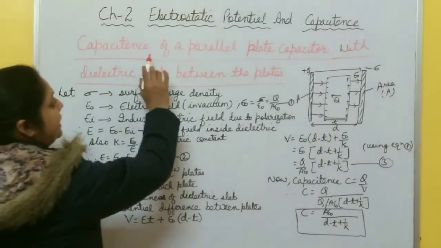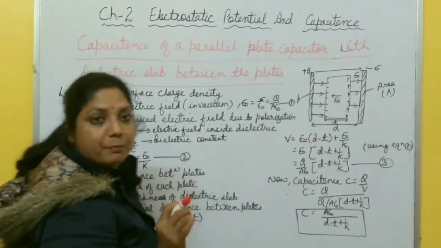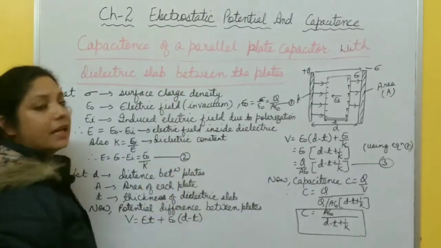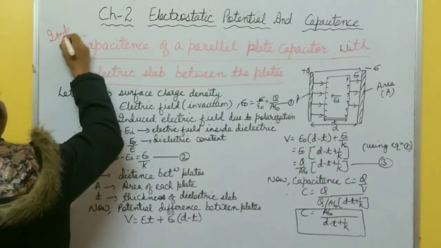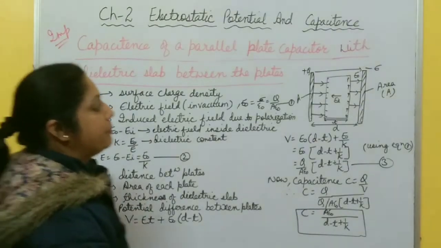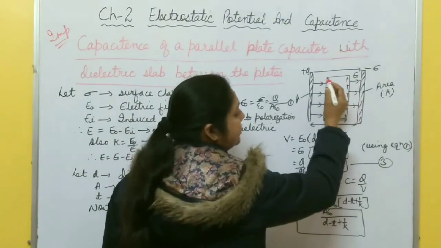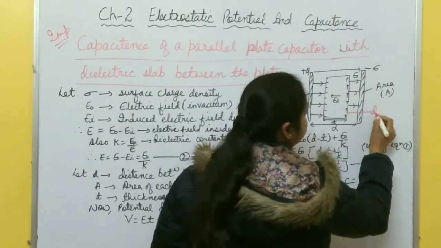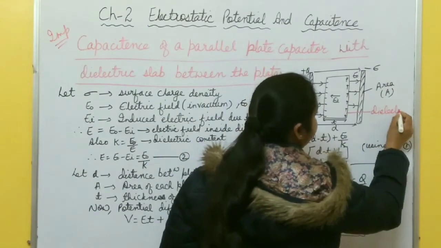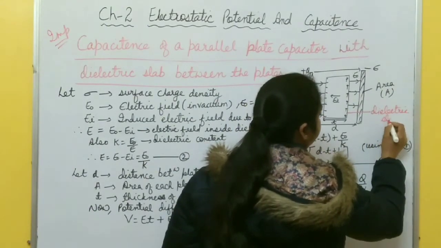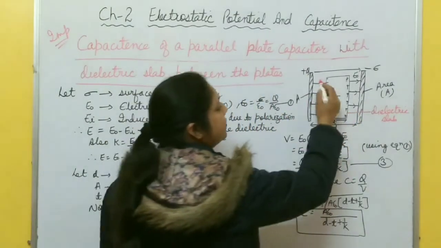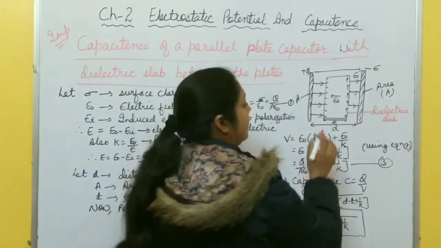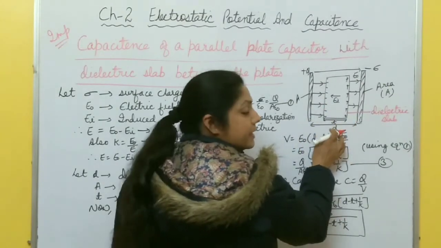Now, the next topic is the capacitance of a parallel plate capacitor with a dielectric slab between the plates. This topic is also very important. Please note down. Suppose this is a dielectric slab of some thickness T, is introduced between these parallel plates, and these plates are separated by a distance D.